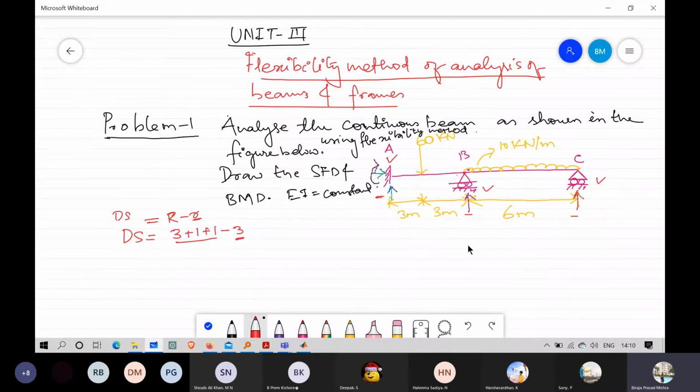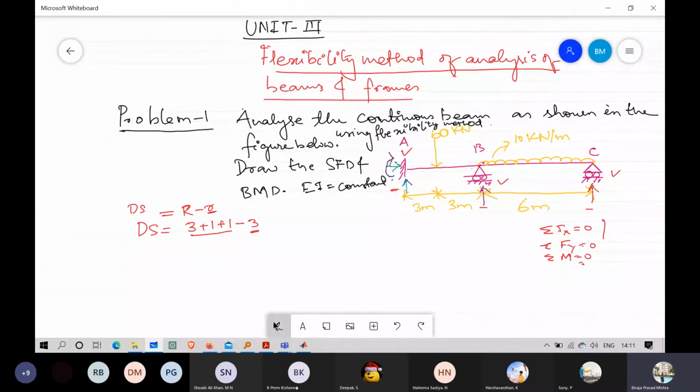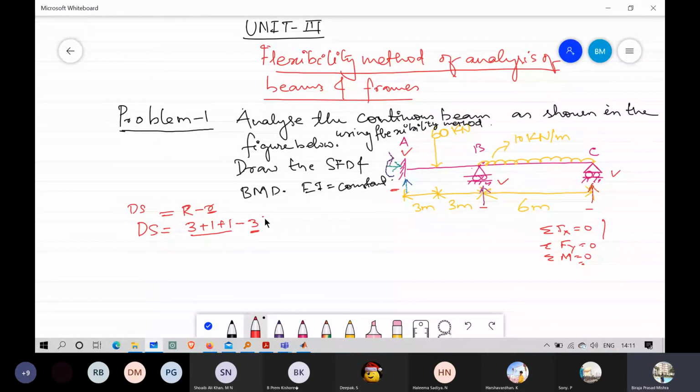The 3 equilibrium equations are summation Fx equals 0, summation Fy equals 0, and summation moment equals 0, right? So these are the 3 equilibrium equations we have. You just remember that here the degree of static indeterminacy is 2.